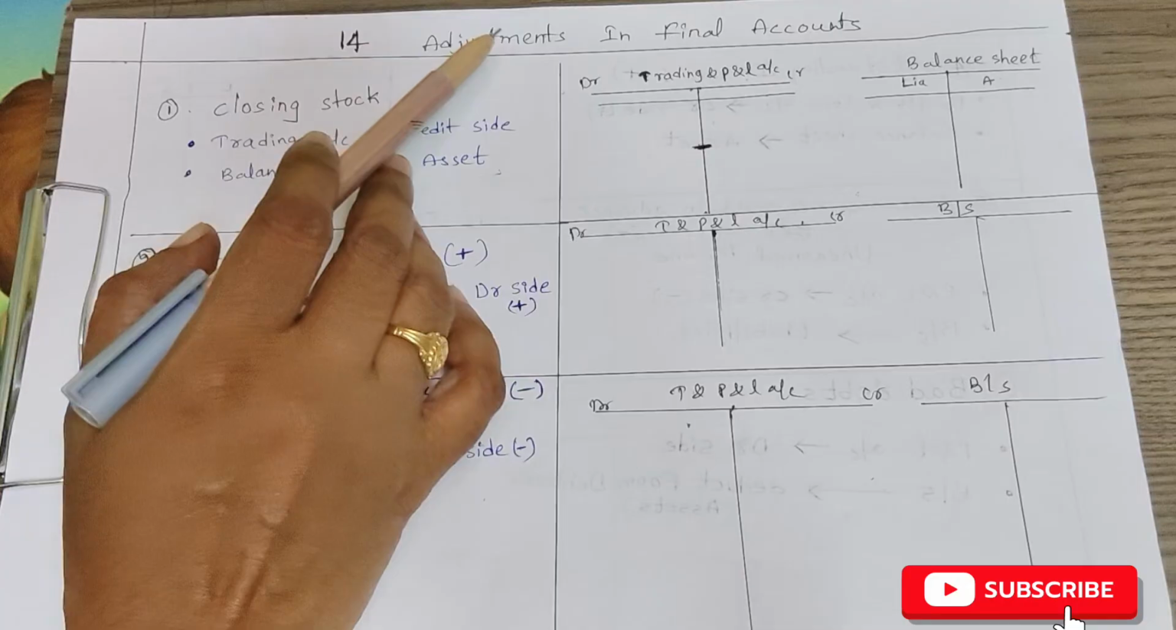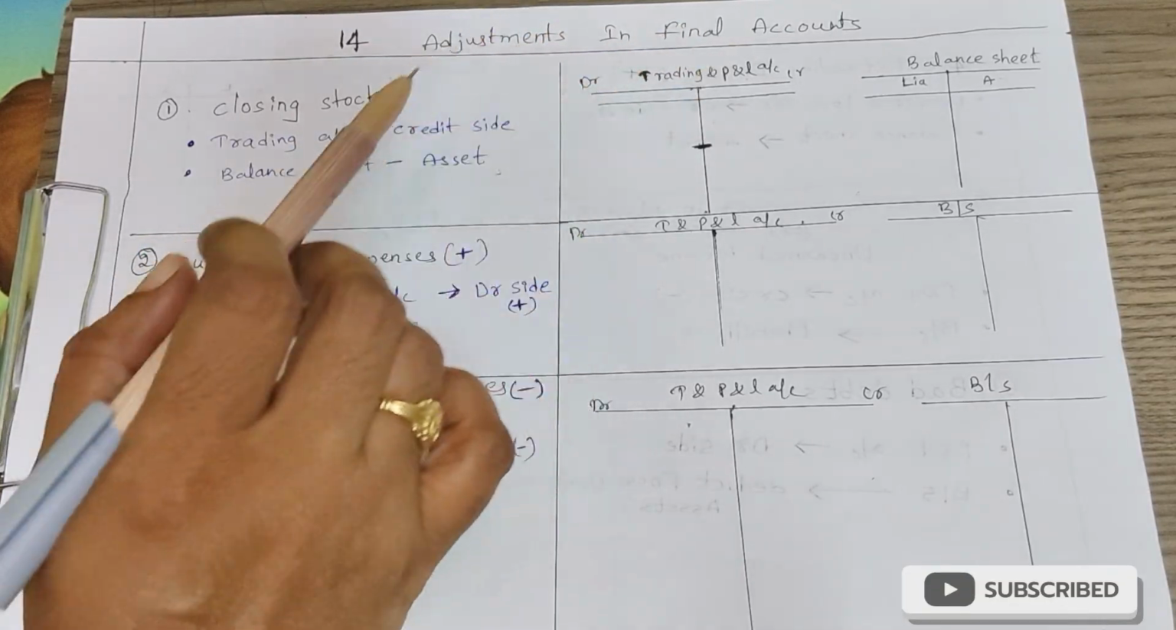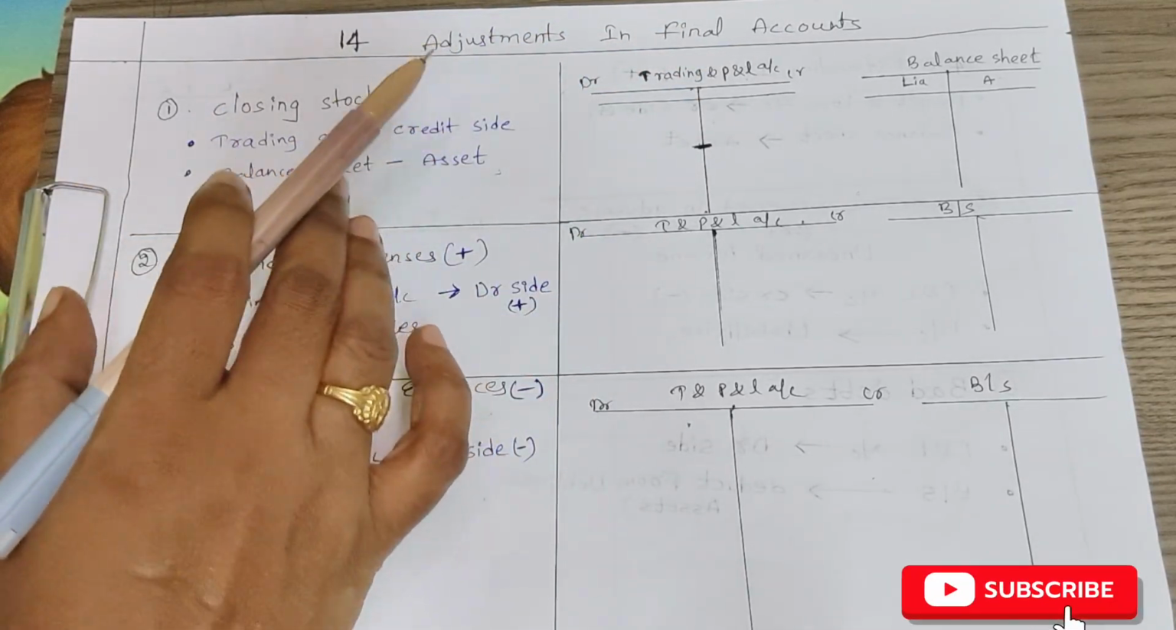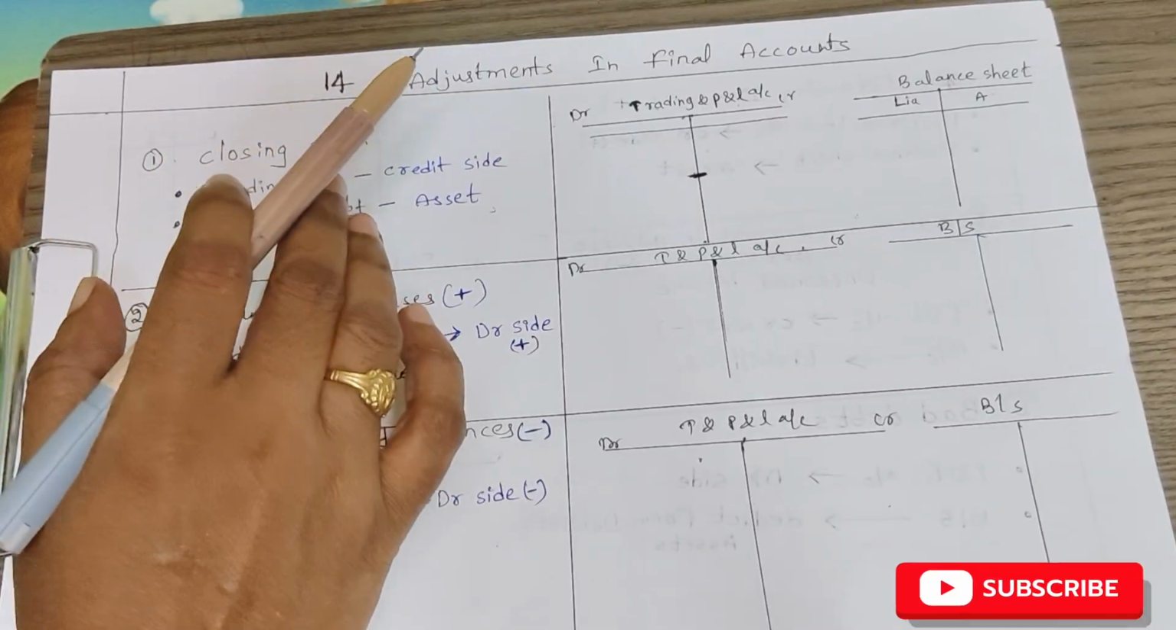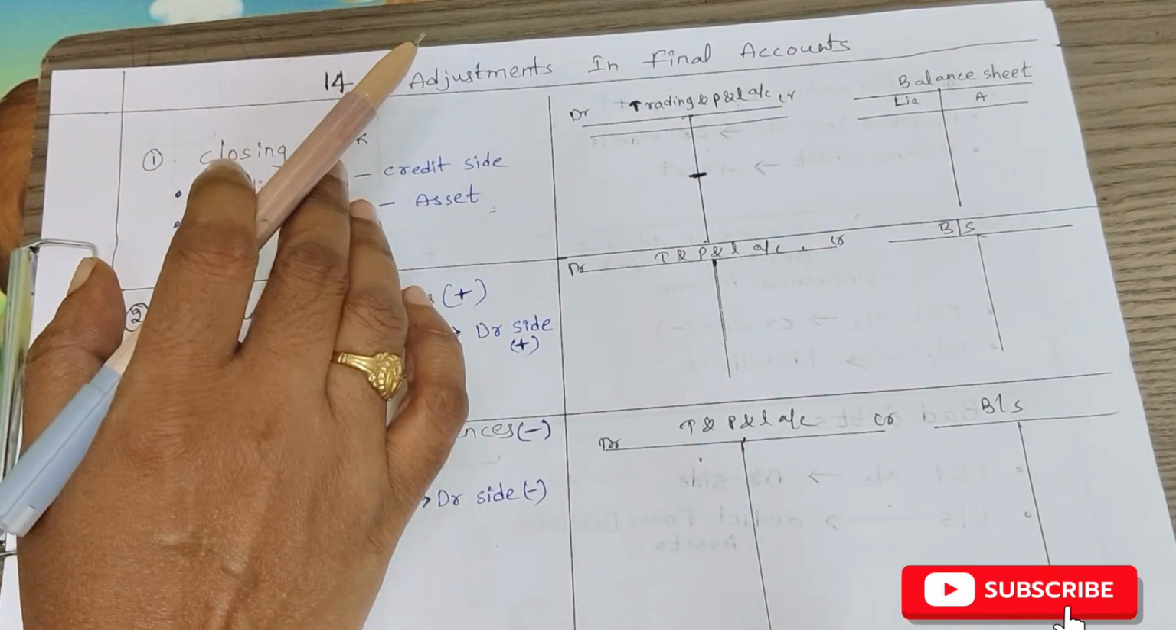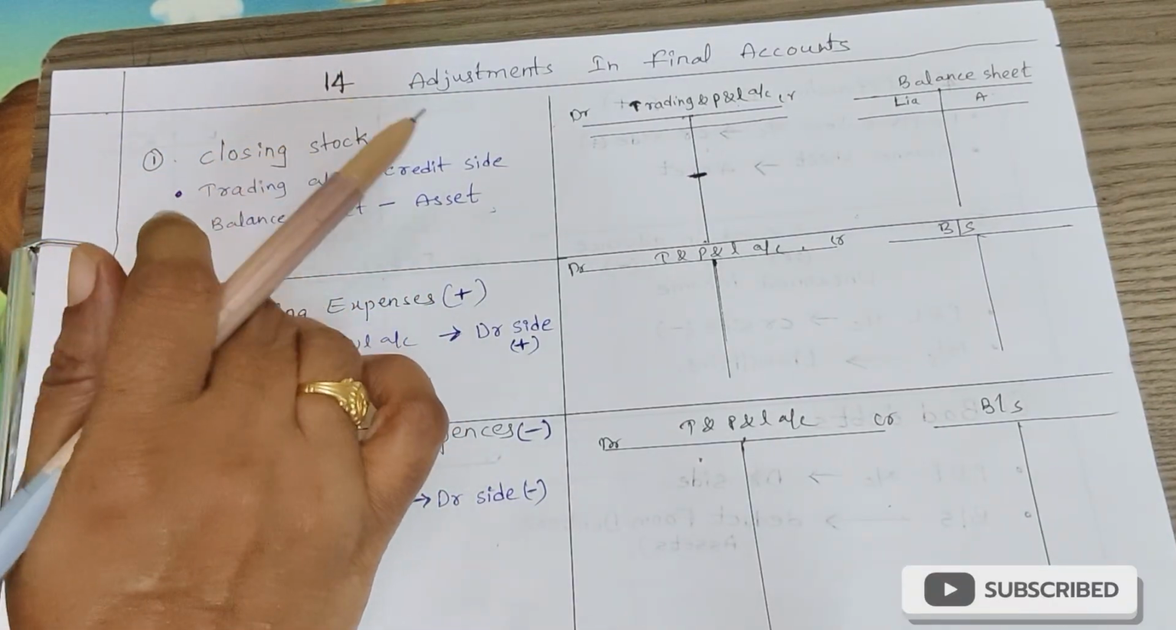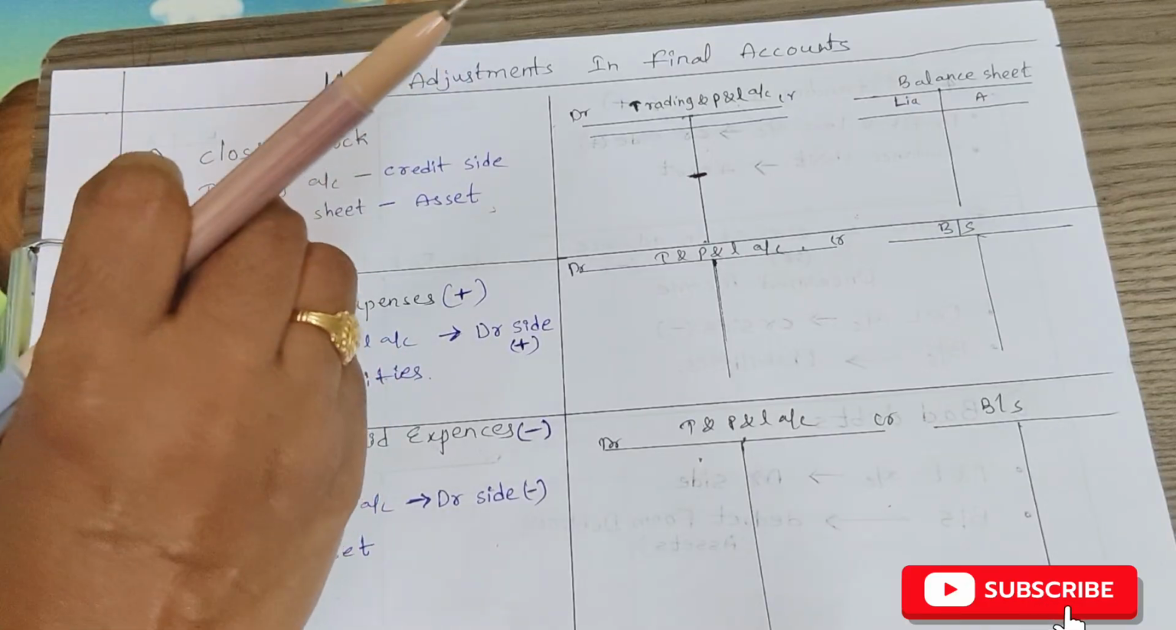Today we will see 14 adjustments in final accounts. So if you want to do final accounts, you need to know how to do adjustments in final accounts. Okay, so I'm going to tell you in an easy way.